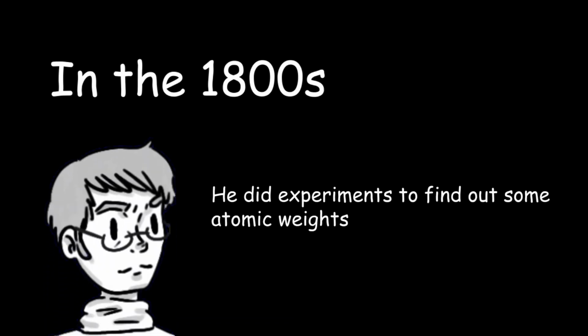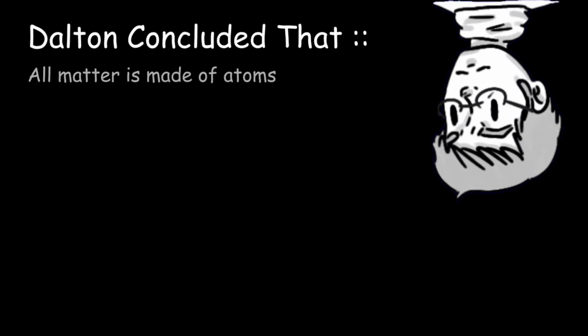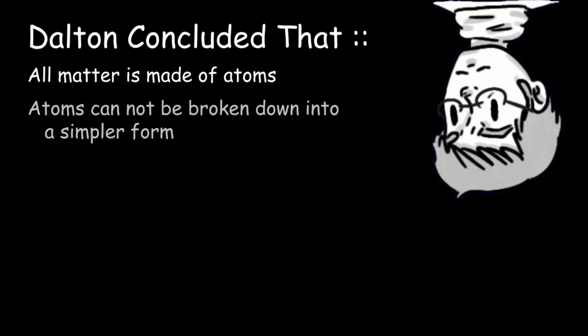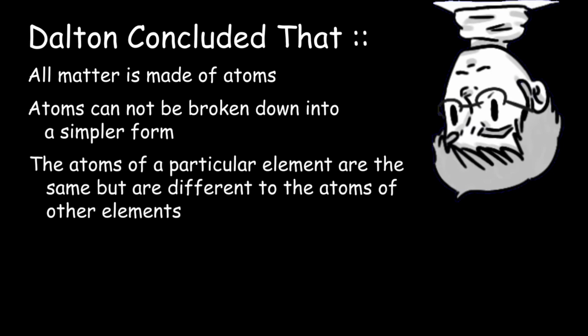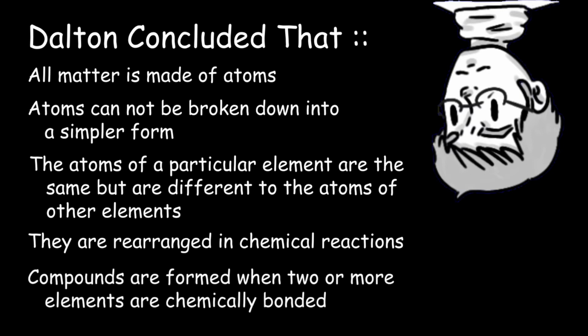In the 1800s, he did experiments to find out some atomic weights. Dalton concluded that all matter is made of atoms. Atoms cannot be broken down into a simpler form. All the atoms of a particular element are the same, but they are different to the atoms of other elements. Atoms are rearranged in a chemical reaction, and also compounds are formed when two or more elements are chemically bonded. But wait, there's more.